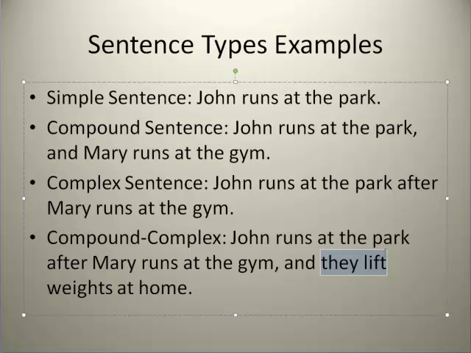So we have an independent clause here, John runs at the park would be the entire sentence if we wanted to make it a sentence, but John runs is the basic subject-verb relationship. We have a dependent clause, after Mary runs, and then we have another independent clause, they lift, joined to the rest of the sentence with a coordinating conjunction. This gives us two independent clauses, one dependent clause for a compound complex sentence.